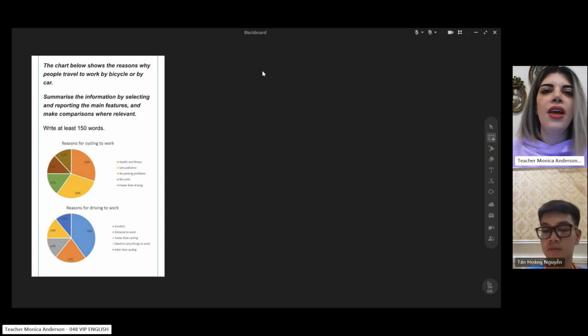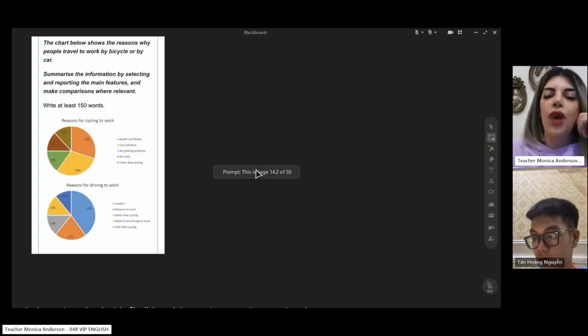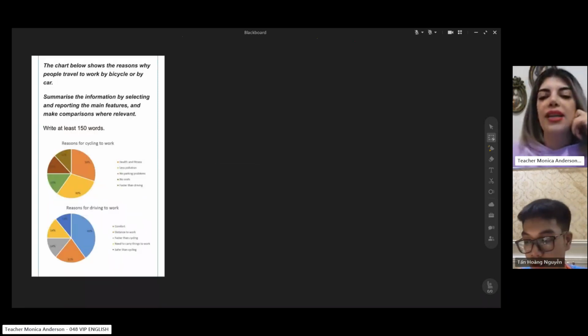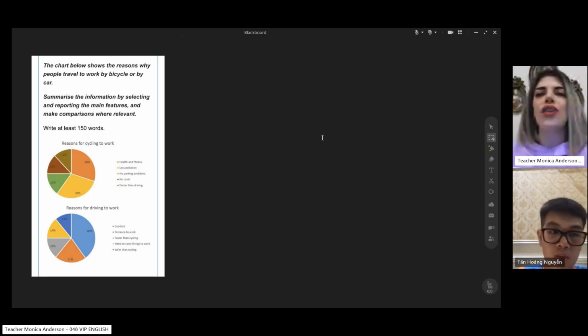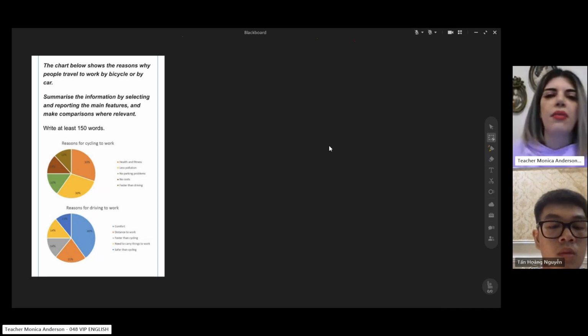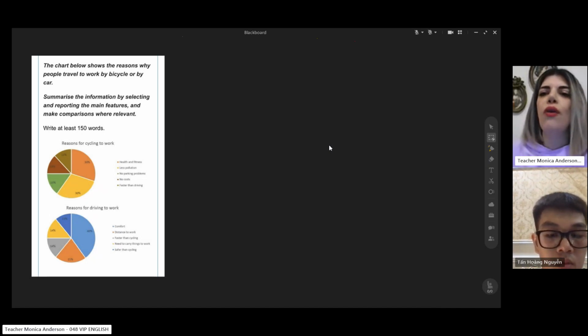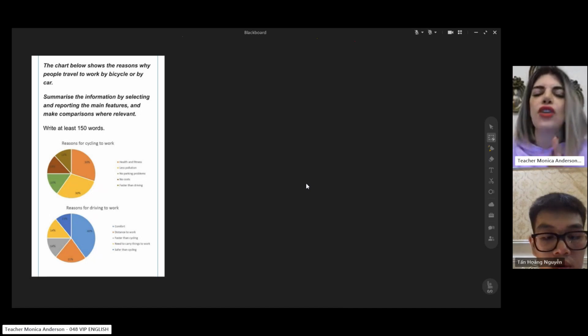Okay, let's talk about pie charts, another task in writing task one. Let's learn how to write and let's learn the structure. Of course, as you know, it has the same structure as all the graphs: introduction, overview, and paragraphs 3 and 4 that are main features, main body 1 and main body 2. So we have the same structure.